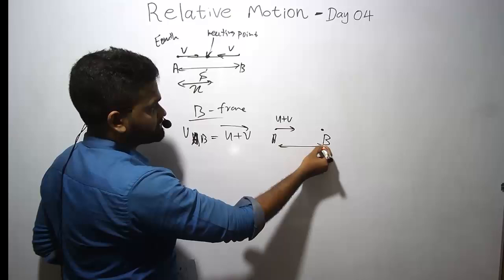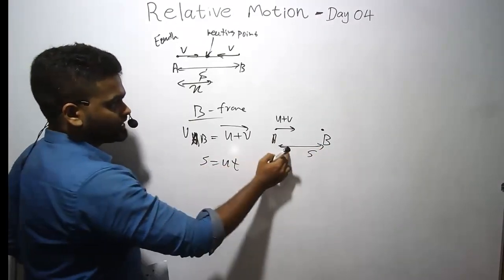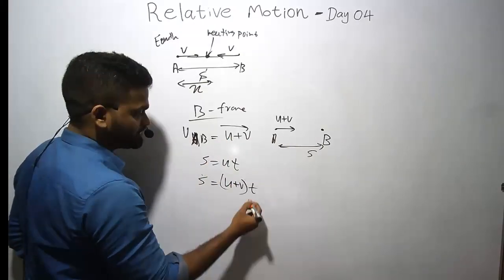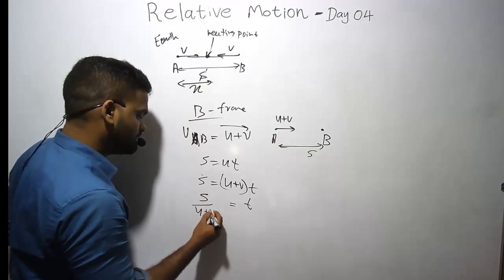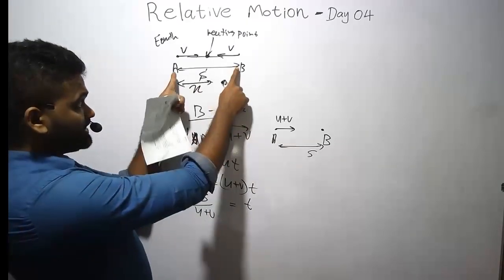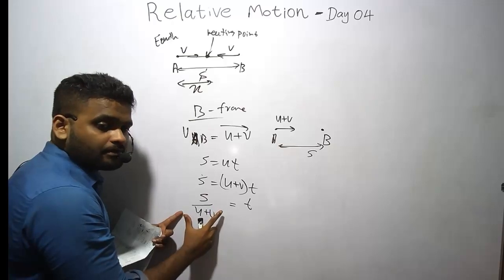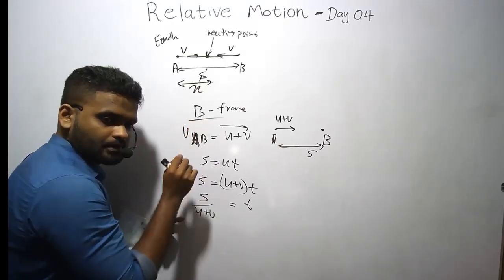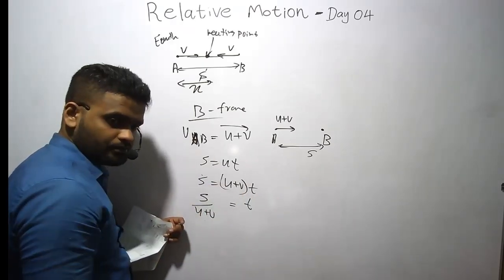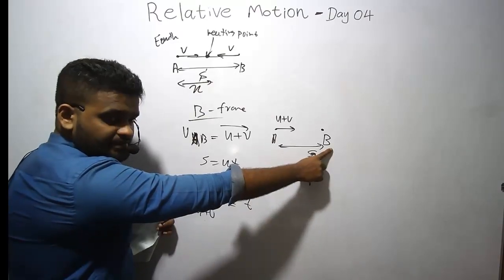And their gap is S. Now just apply S equals ut. S is just S, velocity is u plus v, time is t. Then you can find the time: S divided by u plus v. This is the time to meet. To meet means these two meet somewhere, and it takes this much time. We found the time sitting on B's frame. You can find the time sitting on A's frame as well, but here I used B. This is the B frame. B is at rest.